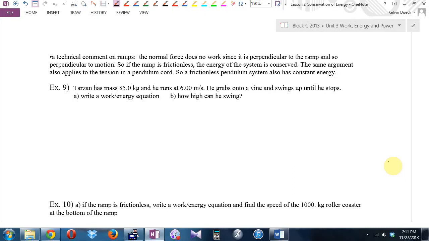The same argument also applies for the tension in a pendulum cord. So if you have a pendulum, if you have a rope swing, and it's frictionless, you're going to have energy being conserved. Tarzan has a mass of 85 kilograms, and he runs at 6 meters per second. He grabs onto a vine, and he swings up until he stops. Write a work energy equation, and how high can he swing?